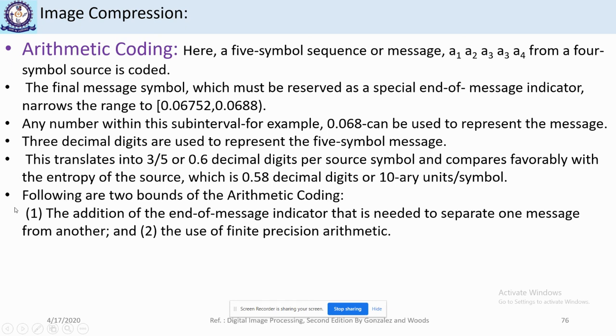Now we have two factors which bound arithmetic coding. One factor is that in Huffman coding, we did not have to use any end of message indicator, but in arithmetic coding, we have to use an end of message indicator. So this is one limitation. Another bound is the use of finite precision arithmetic. We have to work with decimal numbers, which are quite small. If we go for more symbols in the same sequence, the range will be further divided, and we will get more decimal digits after the decimal point. So precision is another bound of arithmetic coding.